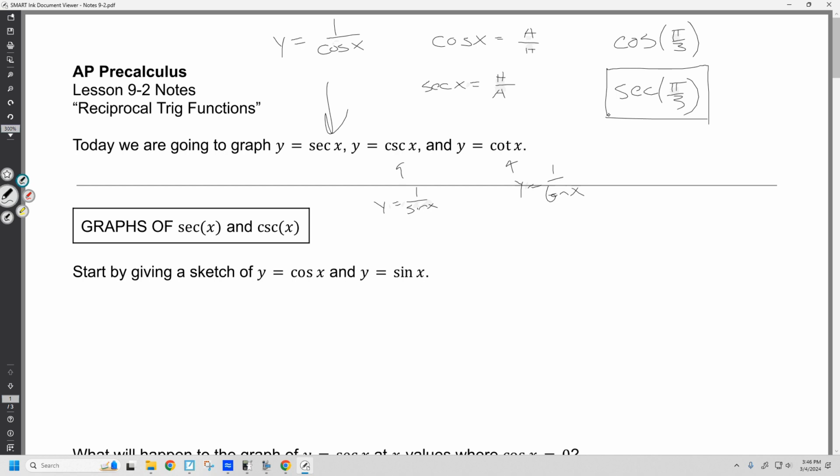How do you find the secant of pi over 3? Go. Please be locked in for 20 minutes. This is a short and easy lesson if you just pay attention. What's the secant of pi over 3?